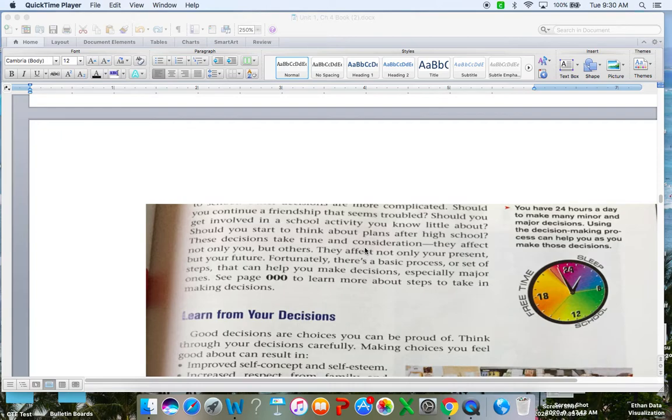As you grow older, you'll be making lots of decisions. Other decisions are more complicated. Should you continue a friendship that seems troubled, like maybe that person's making the wrong choices about drugs or something like that? Should you get involved in a school activity you know little about? Should you start to think about plans after high school? These decisions take time and consideration. They affect not only you, but others. They affect not only the present, but the future.